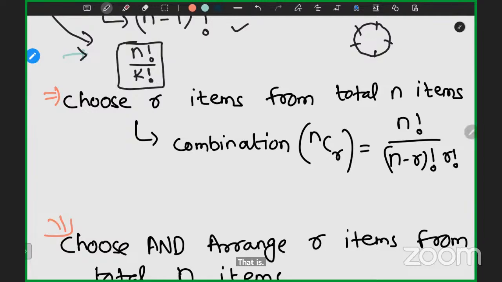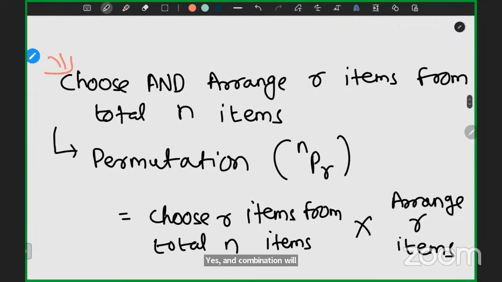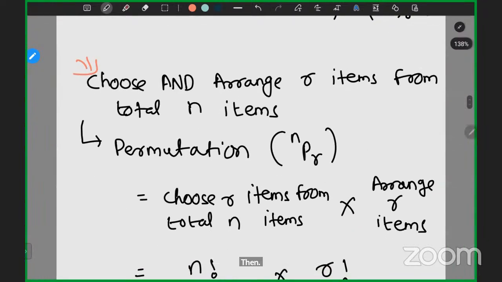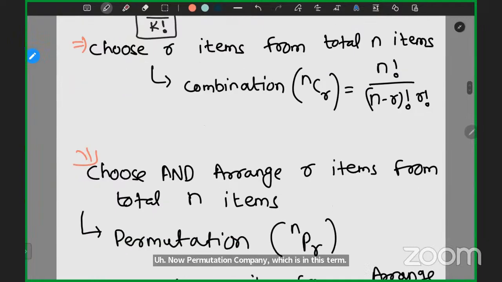Yes, and the combination formula goes there. We'll go into that detail. Now permutation comes, which is in this term. That's why I wanted to explain combination.